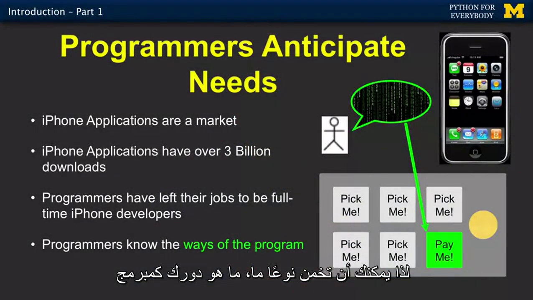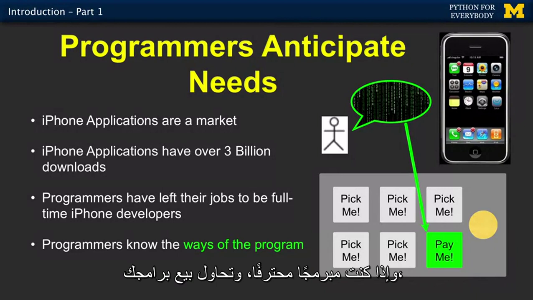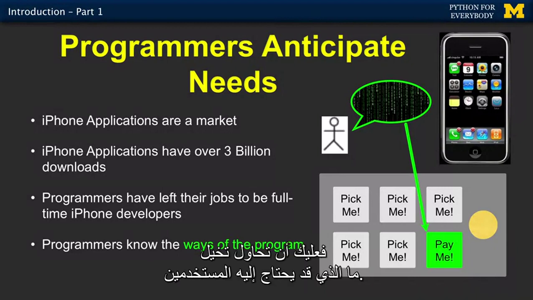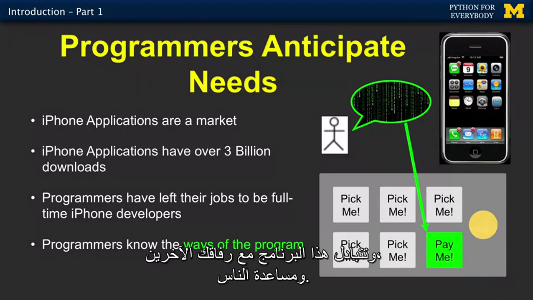And so you can imagine that your job as a programmer is to intermediate between the hardware and the end user. And if you're a professional programmer trying to sell your software, you're trying to imagine what the world might want. You can imagine all these app stores, etc. These are places where you can build software and exchange that software with other folks and help people out.